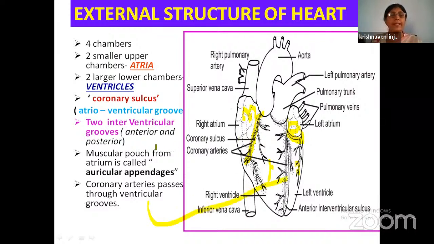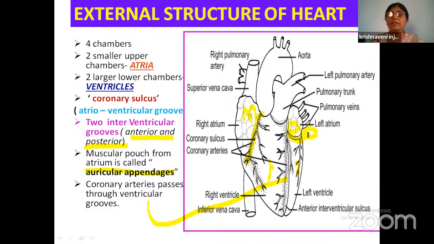Two interventricular grooves, one anterior and one posterior, are depression-like. These are the grooves. The muscular pouch from the atrium is called the auricular appendage. This is the auricular appendage. It is new for you actually. Auricular appendages are generally here: a muscular pouch from the atrium.